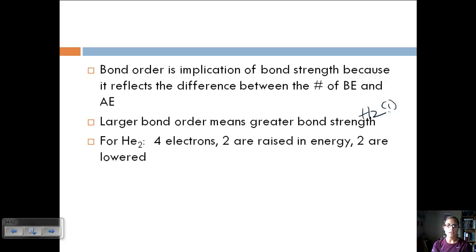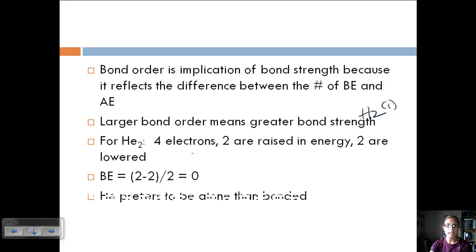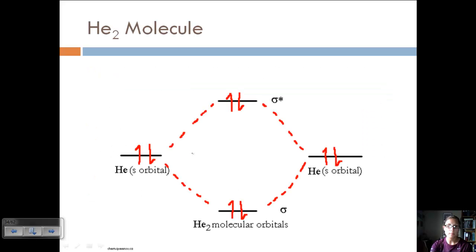So let's take a look at helium. So for He2, the helium molecule, there are 4 electrons. 2 get raised in energy, in the anti-bonding, and 2 are lowered in energy, in the bonding molecular orbital. And so if we look at that one, 2 minus 2 over 2 is 0. Well, that's a really low bond order, so it's probably not going to be favored. So what this means is that helium would prefer to be alone than to be bonded in a molecule, which makes sense because helium is a noble gas.